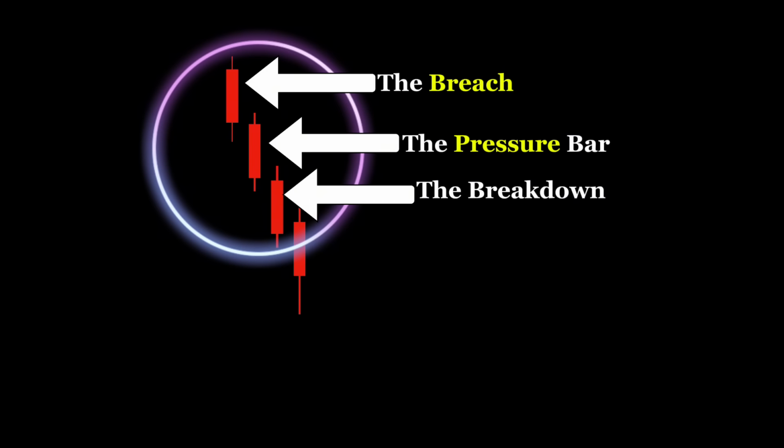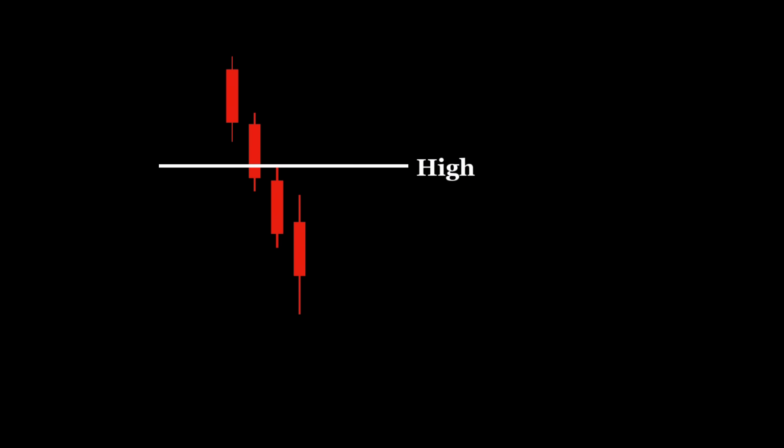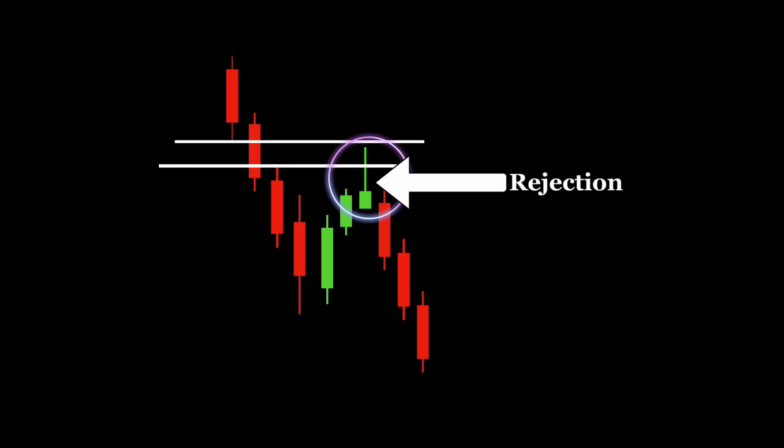For the red wall to be valid, the high of the third candle must be lower than the low of the first. This confirms a clean, aggressive drop, and leaves behind a zone of smart money activity. That's the area we watch, because if price returns there and gets rejected, we know the banks are defending it.